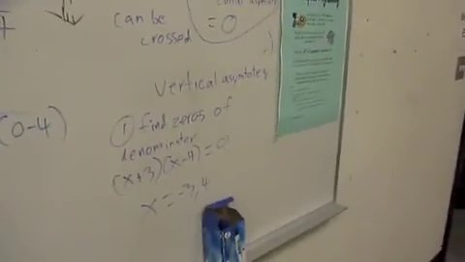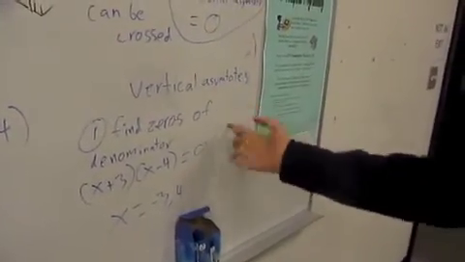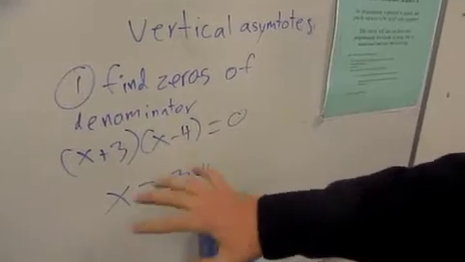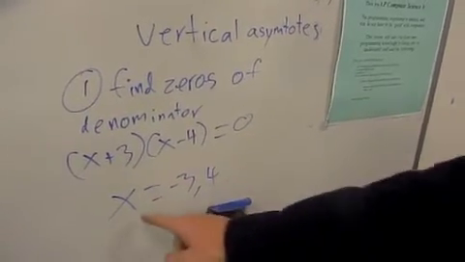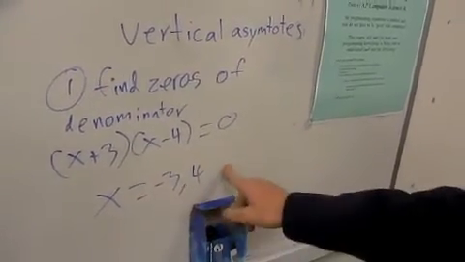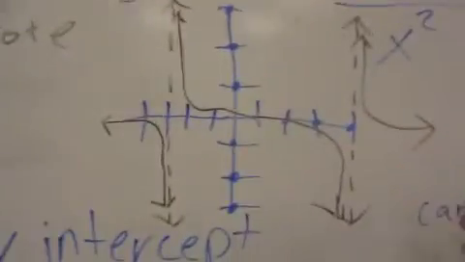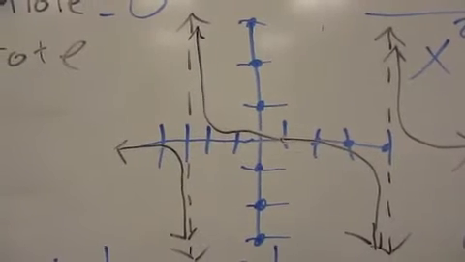Next, we use a vertical asymptote. You find it by using the zeros of the denominator. So it's (x plus 3)(x minus 4) equals 0. So x equals negative 3 and 4. These are your vertical asymptotes. You want to plot them on your graph using dotted lines. And now you have a graphed function.